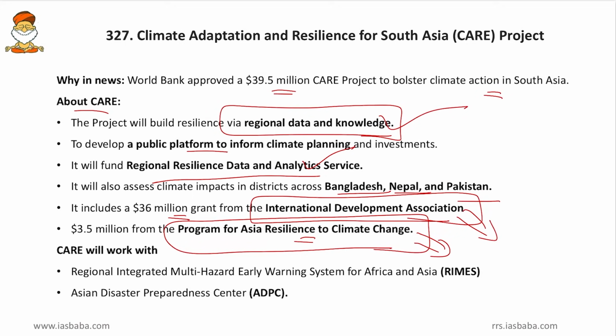And then CARE will work with RIMES, or the Regional Integrated Multi-Hazard Early Warning System for Africa and Asia. Friends, we know that RIMES was established after the Tsunami of 2004 and RIMES actually originated in ASEAN. And then the Asian Disaster Preparedness Center. So this also works with the CARE. The Asian Disaster Preparedness Center is an intergovernmental organization working in Asia. So all these will work in tandem with the CARE project.